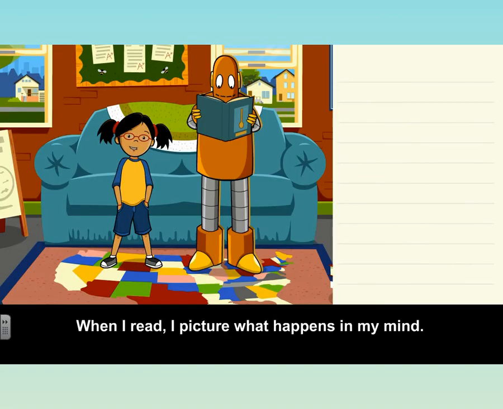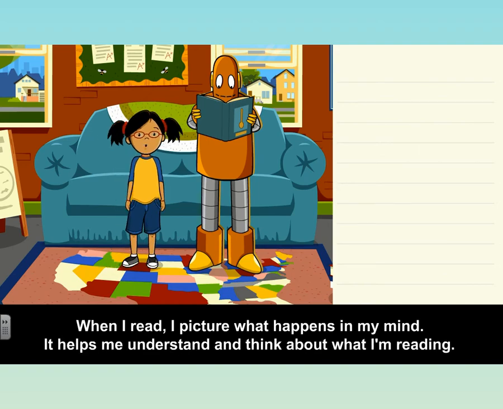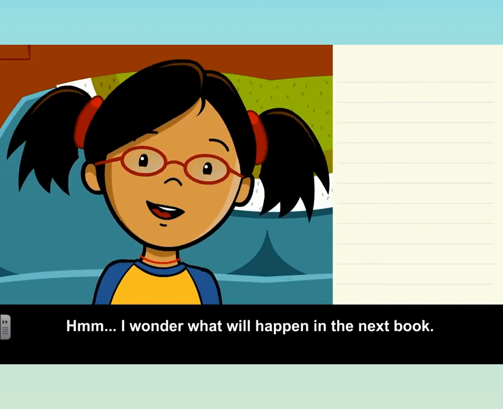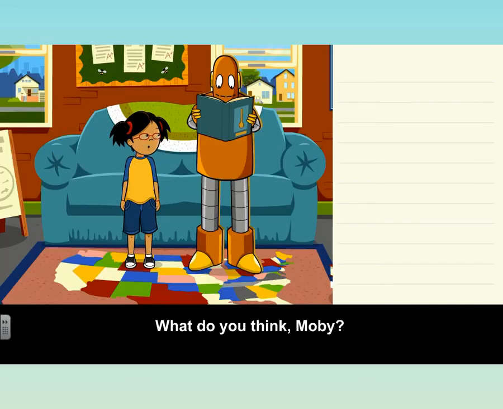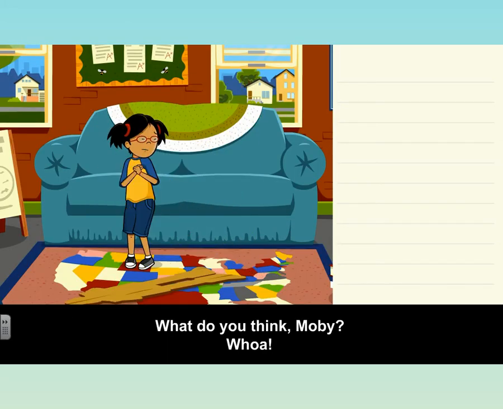When I read, I picture what happens in my mind. It helps me understand and think about what I'm reading. I wonder what will happen in the next book. What do you think, Moby? Whoa! Moby?